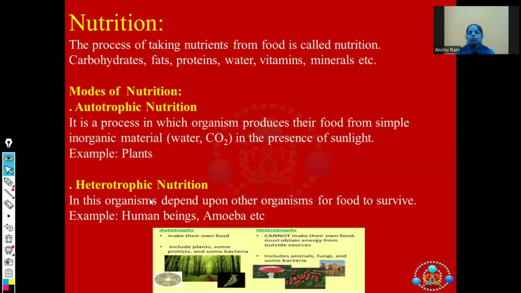In the heterotrophic mode of nutrition, an organism depends upon other organisms for its survival. Like human beings, we depend upon plants for our food. We depend upon animals for our food. That is the heterotrophic mode of nutrition.